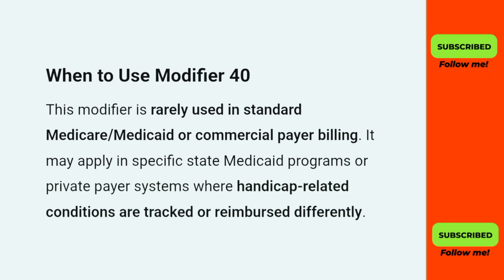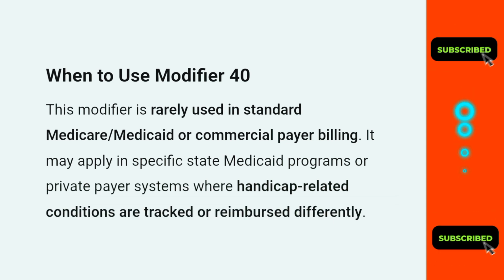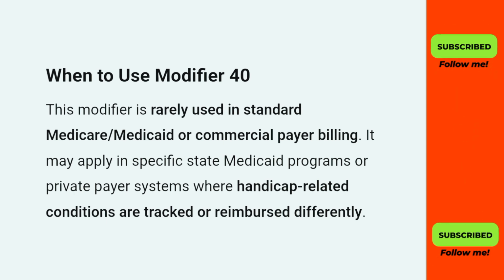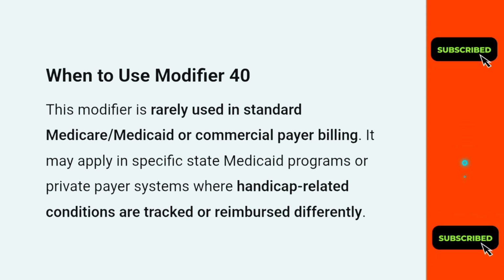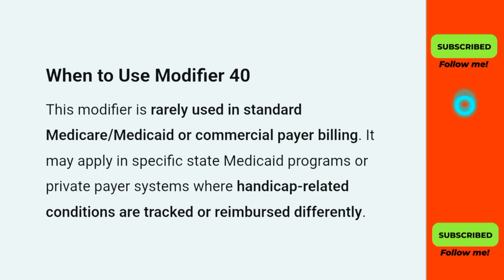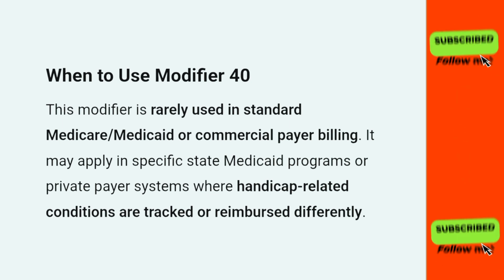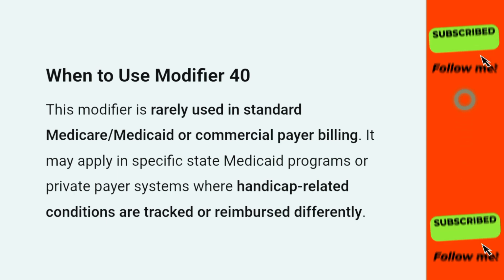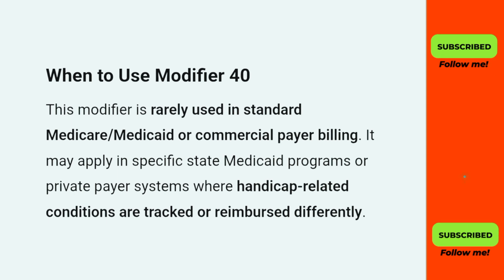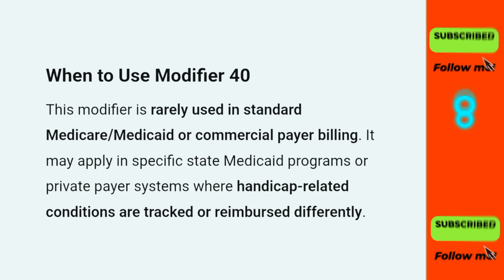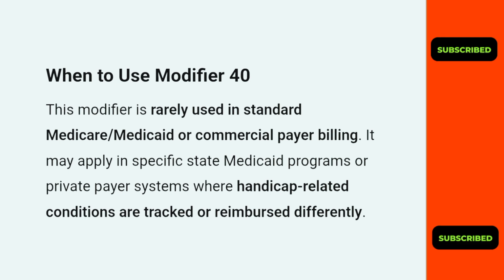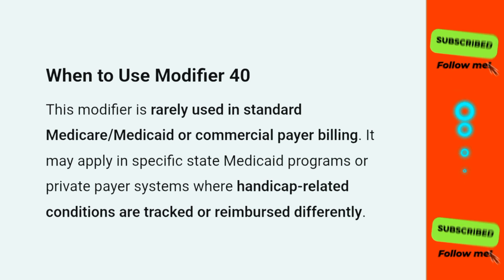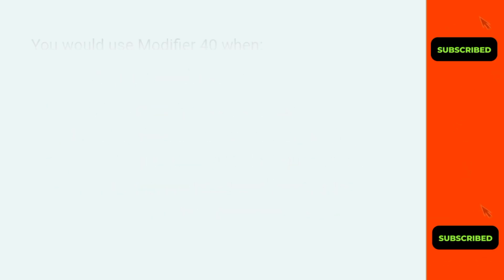When to use modifier 40? This modifier is rarely used in standard Medicare and Medicaid or commercial payer billing. It may apply in specific state Medicaid programs or private payer systems where handicap-related conditions are tracked or reimbursed differently. Viewers, in a rare case it's used in Medicare and Medicaid programs, especially in Medicaid cases where the patient has a disability and is unable to walk through a social circle. That's why this kind of modifier is used.